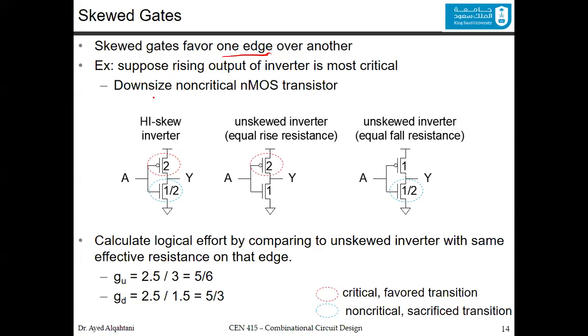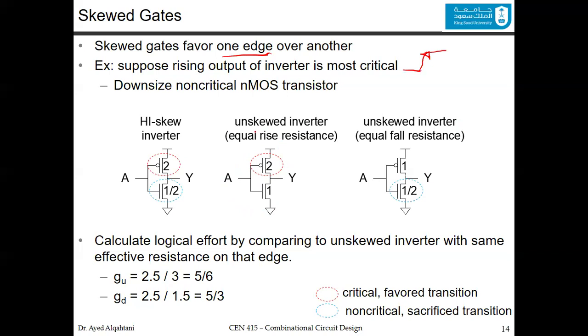So either we favor the pull up or we favor the pull down. To explain this, suppose the rising output of the inverter is the most critical. So we care about the rising. So now we are caring about the edge. How to rise? You should make the pull-up network on. This is the way to rise the output. So to explain the skewed gate, first, we know this inverter.